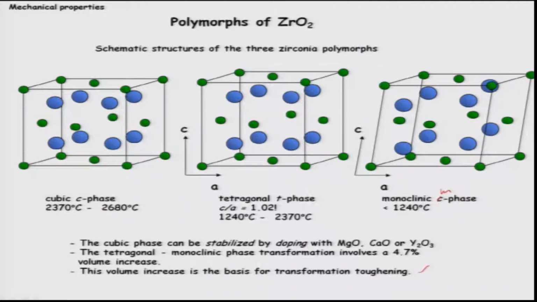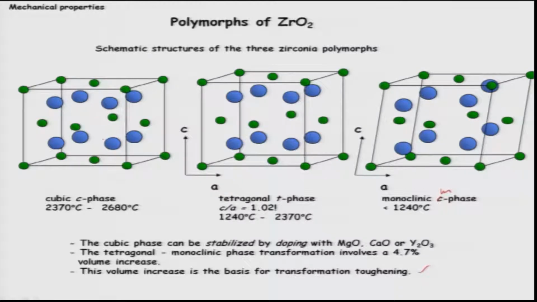Remember here the bigger atoms, the blue circles, are basically oxygen, and the green ones are from the zirconium. Like here in cubic, zirconium atoms are sitting at the face centered cubic positions. So, there are 8 oxygen atoms sitting at the tetrahedral voids. Similarly in tetragonal; monoclinic is a little bit distorted structure because it has a lower symmetry.